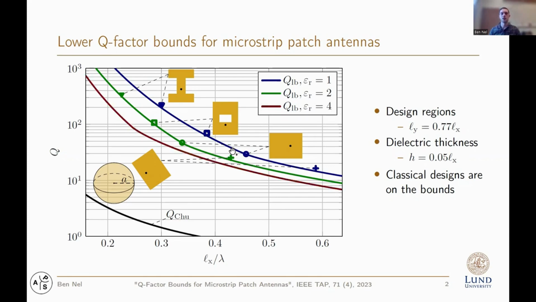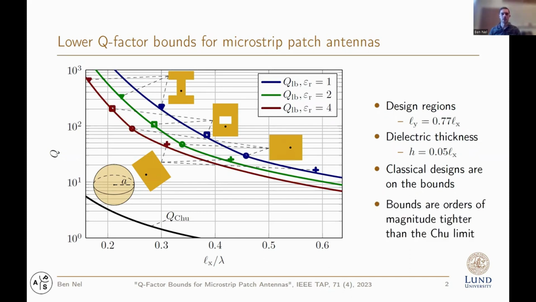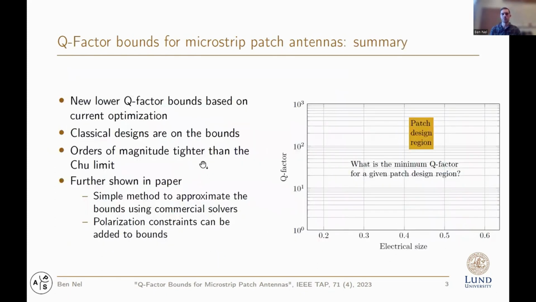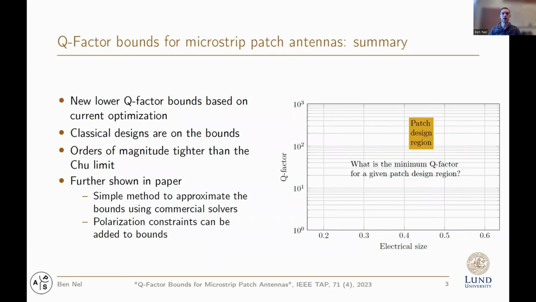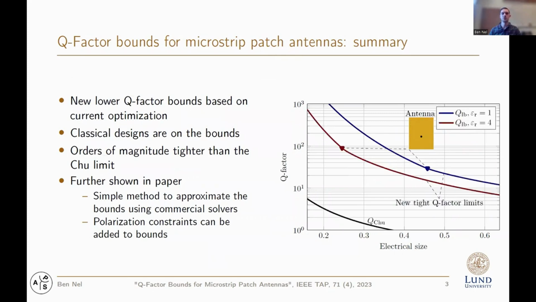And when we take a look at the relative permittivity of 4 for the substrate, we again see the same. And here we should note again that for all of these cases, the bounds are orders of magnitude tighter than the Chu limit. So to summarize, we've been able to show new lower Q factor bounds based on current optimization. Classical patch geometries are shown to be on top of the bounds. The bounds are orders of magnitude tighter than the Chu limit.